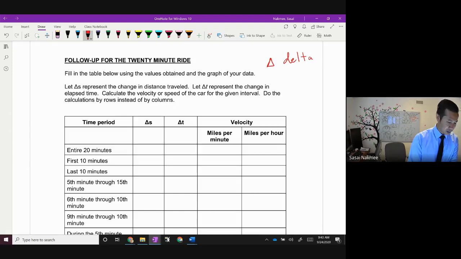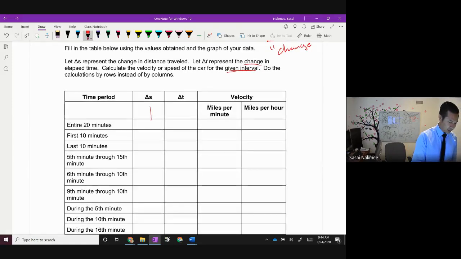So this is the symbol for delta, and we usually use delta to represent change. That's just the shorthand of it. So when we do something like delta S, that's going to represent the change in the distance traveled, and we're going to let delta T represent the change in time. We're going to calculate the velocity or the speed of the car for the given interval, and we're going to do the calculations by rows instead of by columns. So we're not going to just do all of these in this column and then all of these. We're going to go one row at a time.